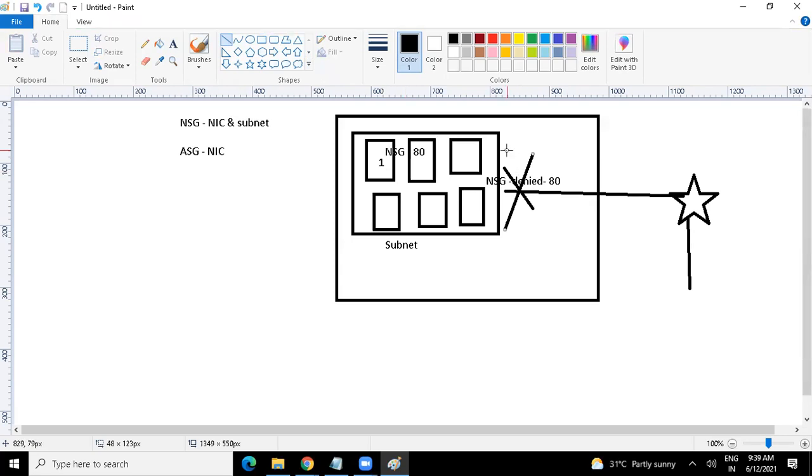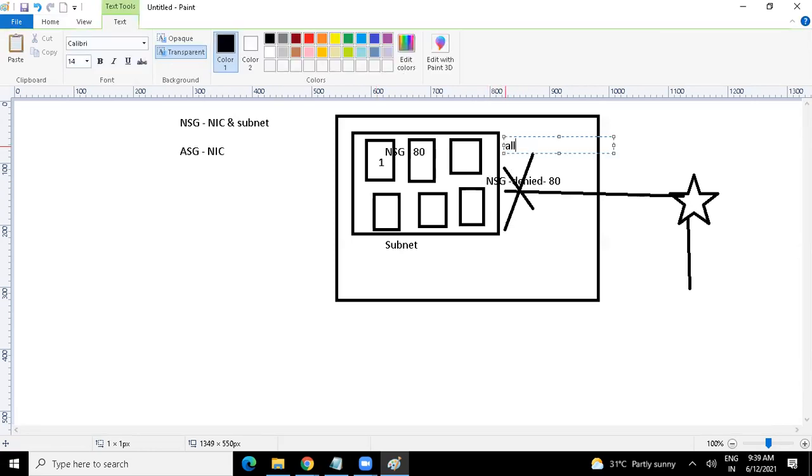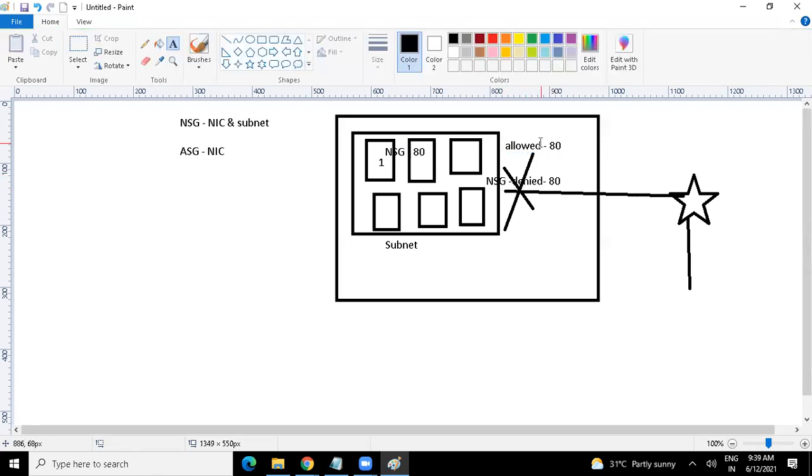Now let's say at NSG level, we have allowed 80. But at NIC level, we have denied. What will happen? Traffic will reach the NSG. At NSG level, it is allowed. It would go inside the subnet. It will reach the VM. But at VM level, it is denied. Then again, traffic would not be able to enter inside the VM. It will be dropped at the VM level.